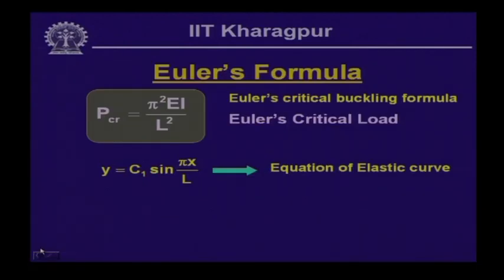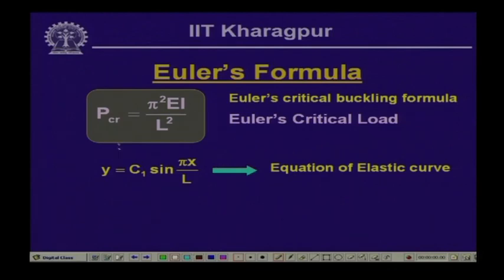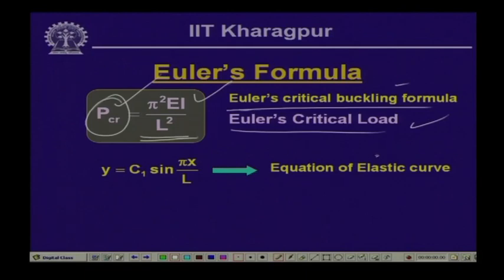Now, this is what is indicated over here. The critical load P CR equals pi squared E I over L squared, and this is what we call Euler's critical buckling load formula, or Euler's critical load. P critical is Euler's critical load, and consequently, as we have seen, y equals C1 sin lambda x. For lambda, if we substitute n pi by L, this will give you n pi x by L as the equation of the elastic curve.